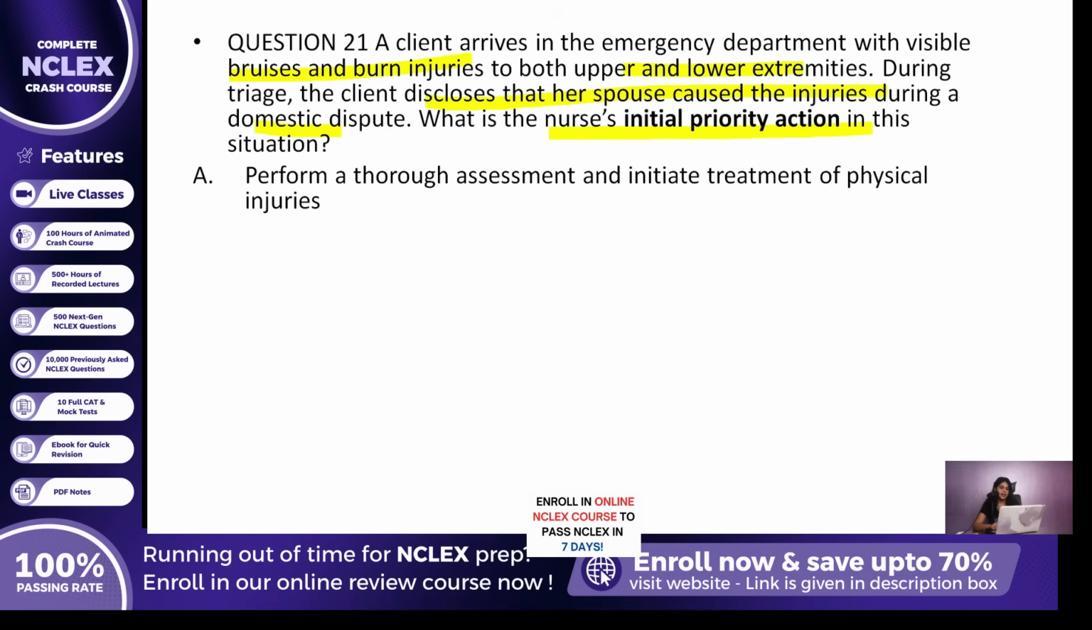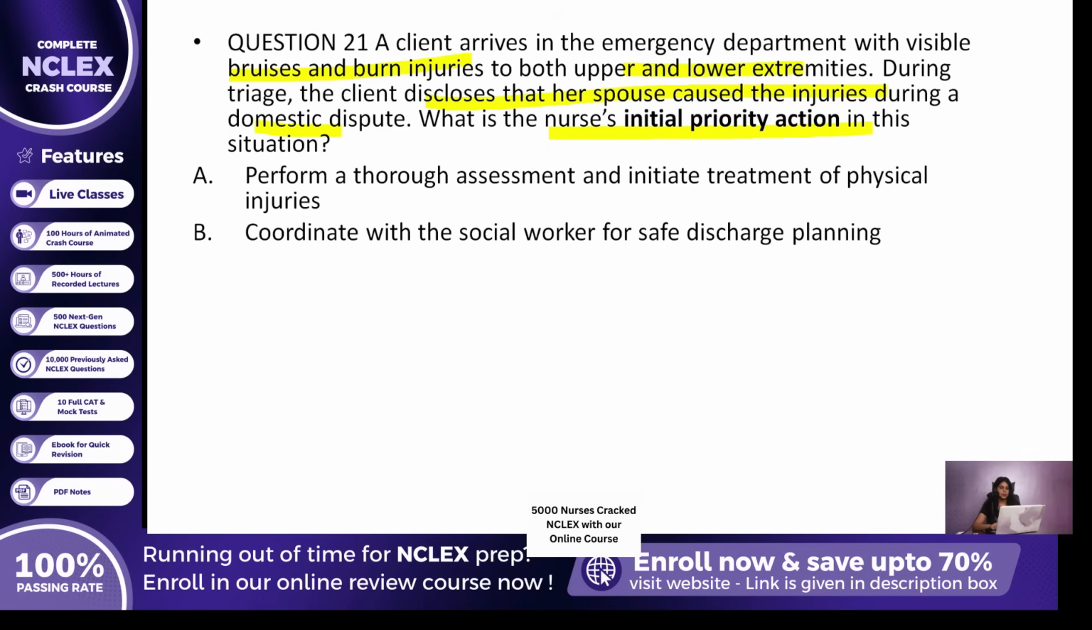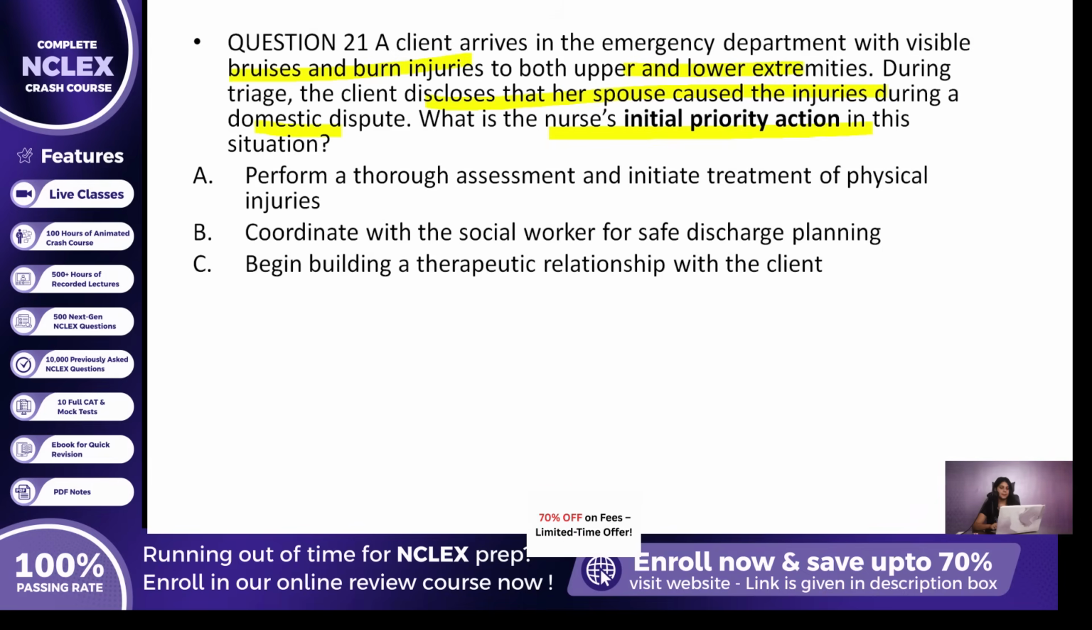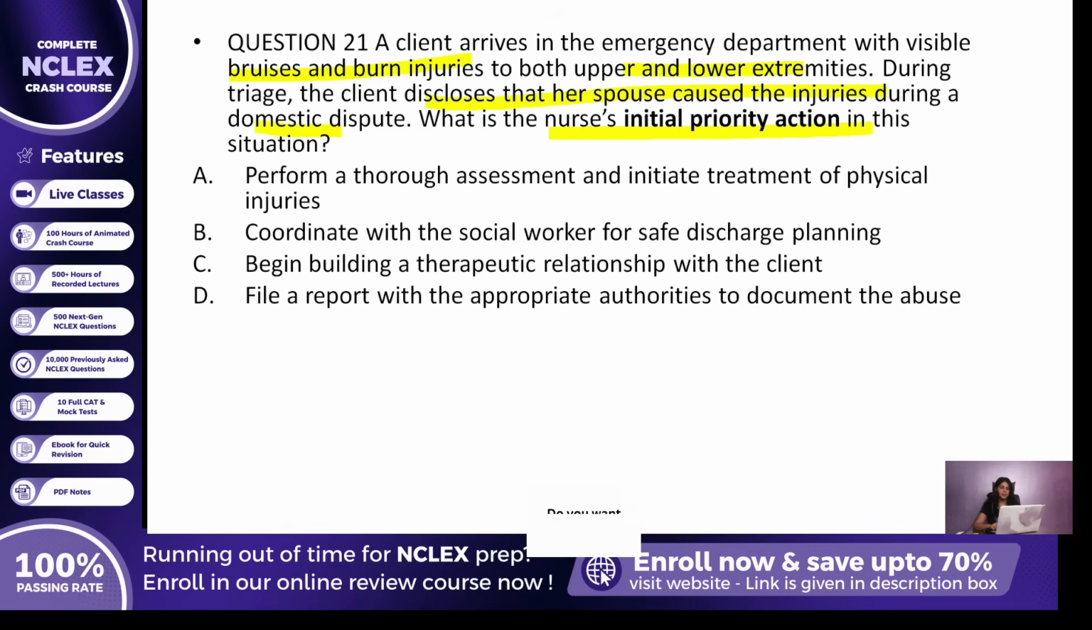Perform a thorough assessment and initiate treatment of physical injuries. B. Coordinate with the social worker for safe discharge planning. C. Begin building a therapeutic relationship with the client. D. File a report with the appropriate authorities to document the abuse. The correct answer is option A. Perform a thorough assessment and initiate treatment of physical injuries.